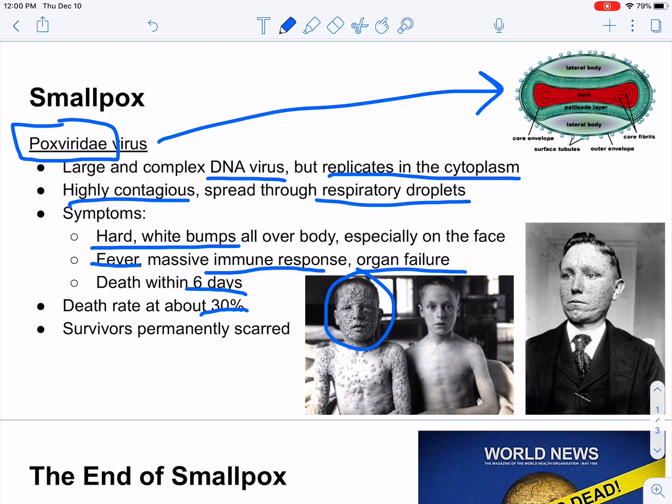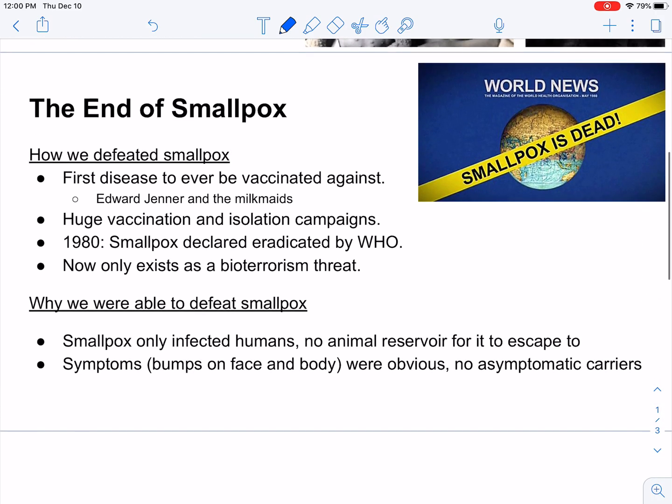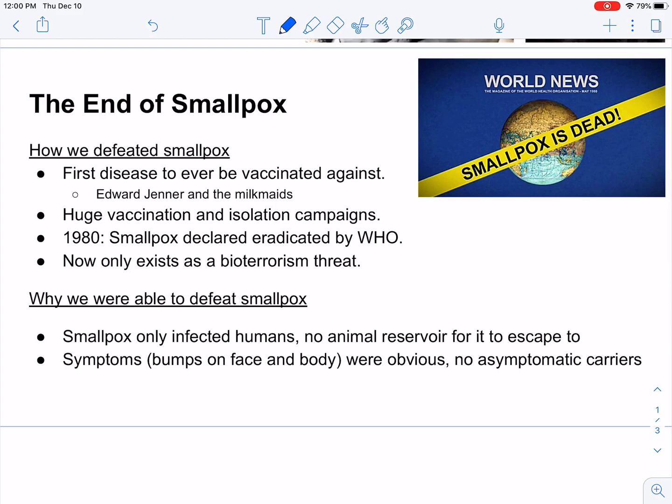Death rate was about 30%, which is pretty high compared to COVID-19, which is at about 2% maybe. And any survivors were permanently scarred. It left these sort of divots on their skin, which you could see here in this picture. However, I have been using the past tense because smallpox has been declared eradicated as of 1980. Technically, the last known case, I think, was in 1977.